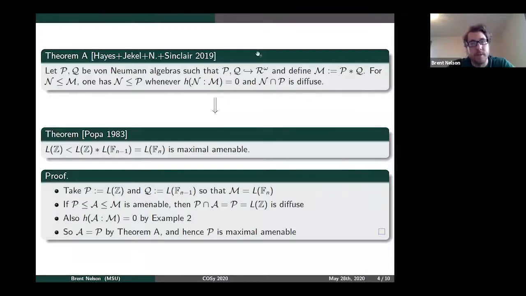So I should also mention that this isn't the most general version of this theorem that we proved, but I wanted to keep it simple. We can extend this in a couple of different directions.